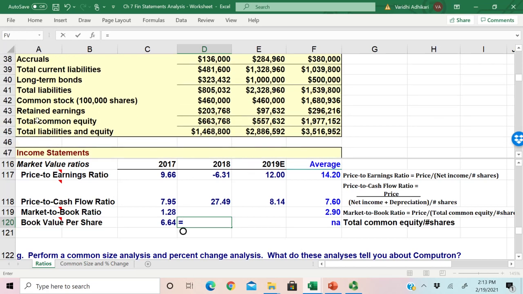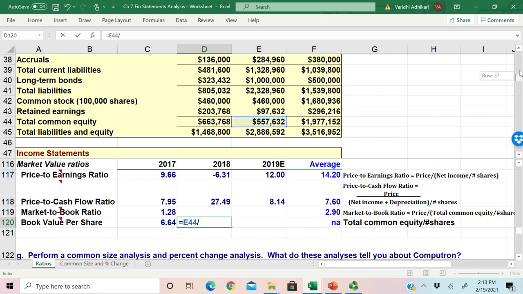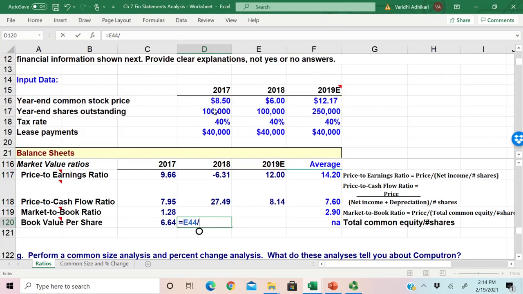So in 2018 this is total common equity, the value of all shares in the books, historical value, divided by number of shares outstanding. It's somewhere here. It's 100,000 in 2018. So in the books, every share was worth $5.58. In 2019 it will be 7.98. Now market to book ratio, you compare this value to the market value. In the market, the common stock price in 2018 was $6, whereas in the books it was $5.58.